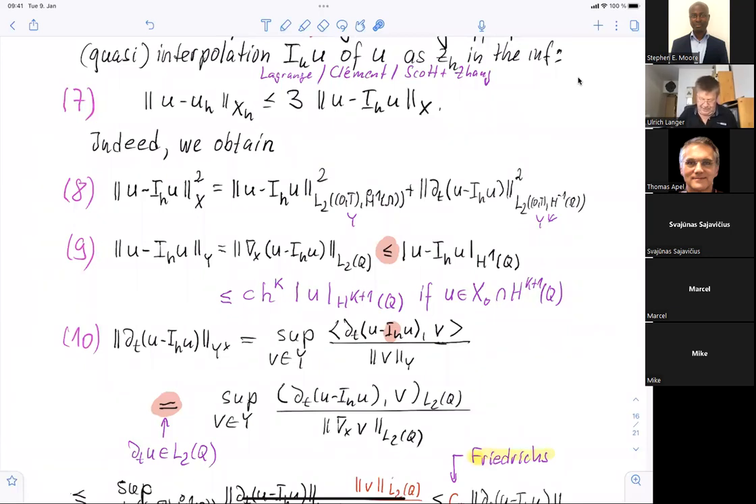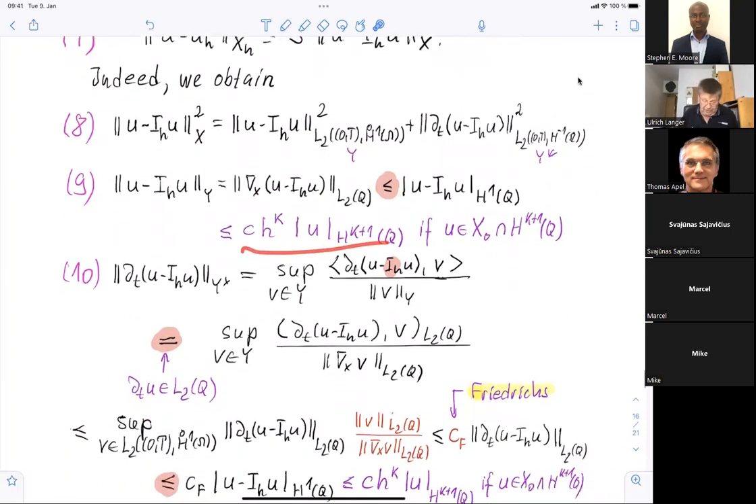So what you see is that this norm is this part, and this is the adjoint. So this part is only the x gradient of the interpolation error. I estimate this by the full gradient, by the H1 norm. So of course, here you can possibly do better. And of course, when we have the quasi-interpolation error estimate, if you have a little bit more regularity than H1, then we have this.